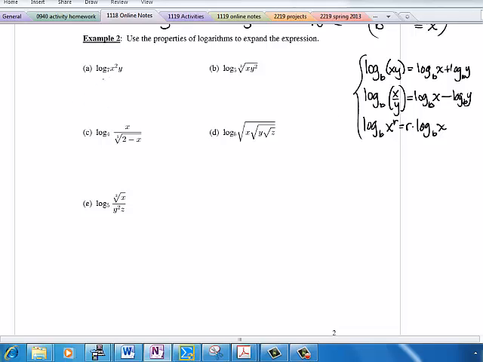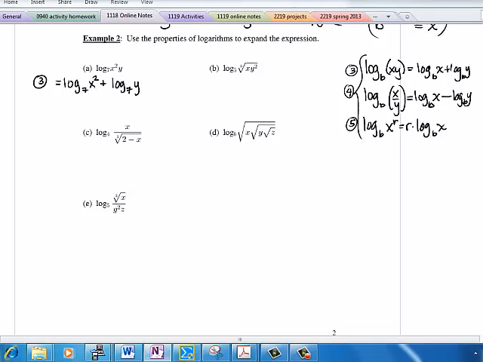So those are our properties that we're trying to use here to expand the expressions. So on example 2a, you can see that the input is a product, and then that one of the factors has an exponent that's not just 1. So we're going to be able to use first property 3 and then property 5. So if we use property 3 first, this would be log base 7 of the first factor plus log base 7 of the second factor, which is y. So that's using property 3.